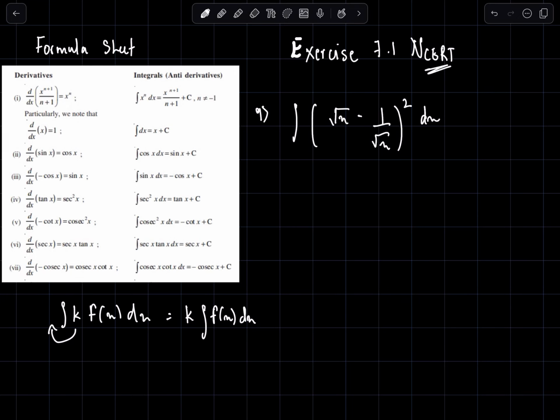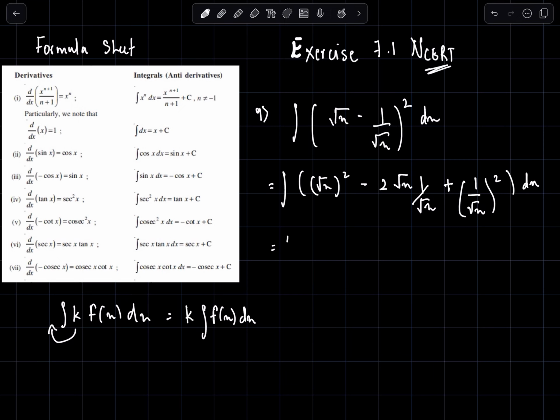So let's open the bracket, so integral. So what is, square root of x, the whole square, a square, minus 2ab, 2 root of x times 1 over root of x, plus b square, which is 1 over root x, the whole square dx.